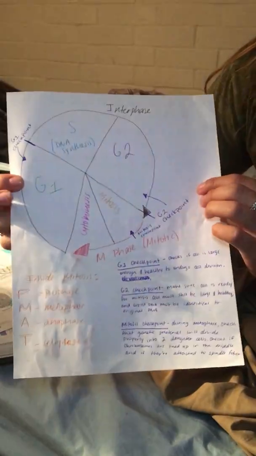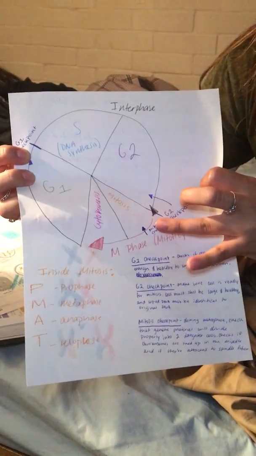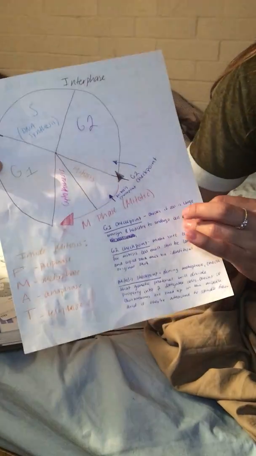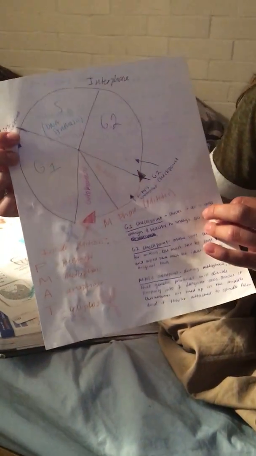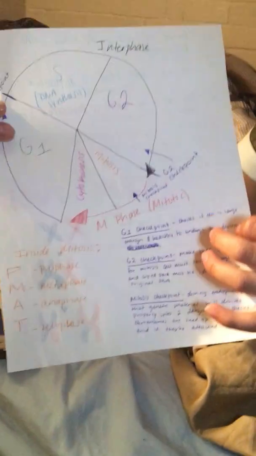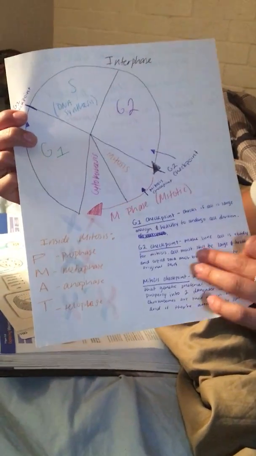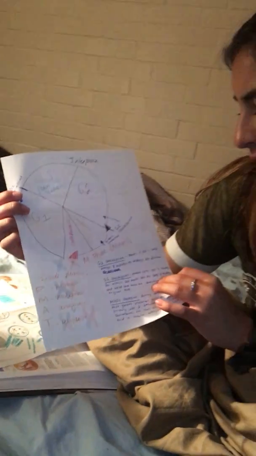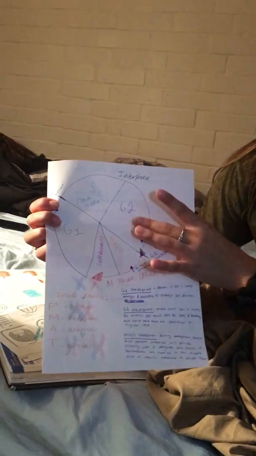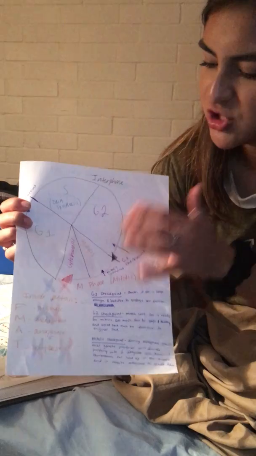So in the cell cycle, there's three checkpoints. There's the G1 checkpoint, the G2 checkpoint, and mitosis. So the G1 checkpoint occurs during the G1 phase, and it checks if the cell is large enough to undergo cell division. So it has to be twice as large so that it can divide. And then the G2 checkpoint makes sure it's ready for mitosis, and that the DNA is duplicated correctly, which happens in the S phase. So this checkpoint happens in G2.